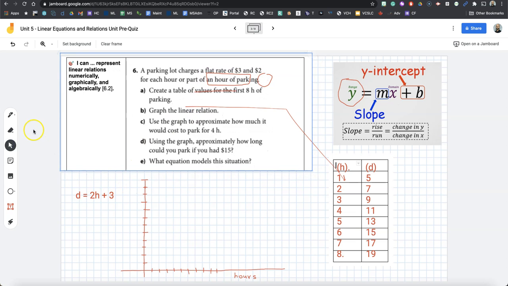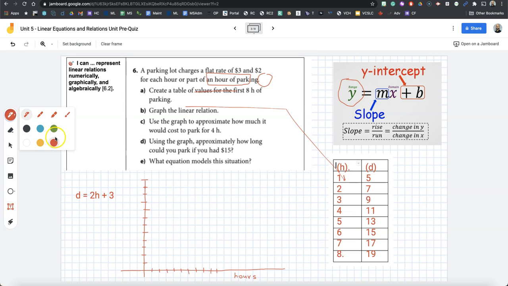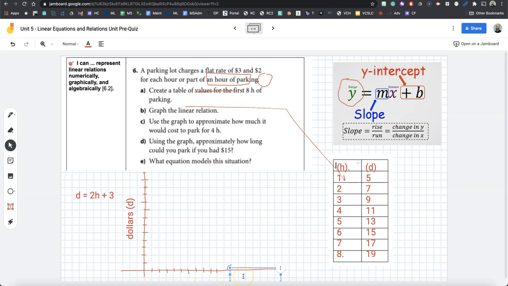Can we squeeze one more in there? Sure, why not? Okay, I'm going to use the typing tool this time. Dollars. Look at that. Make it nice and neat. So dollars, this is D. And hours, let's get rid of, I know I'm being a stickler here, but this just feels messy now. Let's go hours. Hours is H.